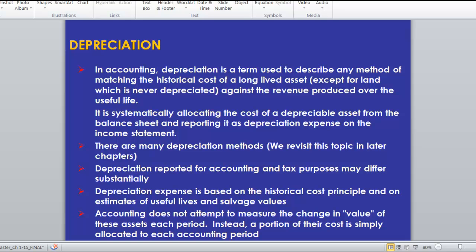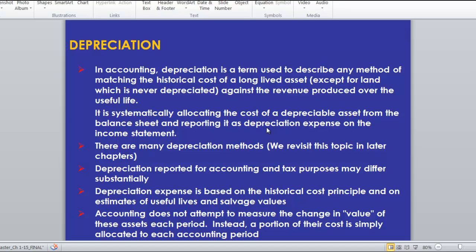Alright, now later on in the course we're going to discuss some more depreciation methods in greater detail, but the purpose of this right now is just to kind of give you a brief understanding. And so when we are depreciating an asset, it is systematically allocating the cost of the depreciable asset from the balance sheet and reporting it as a depreciation expense on the income statement. So we're slowly taking it.